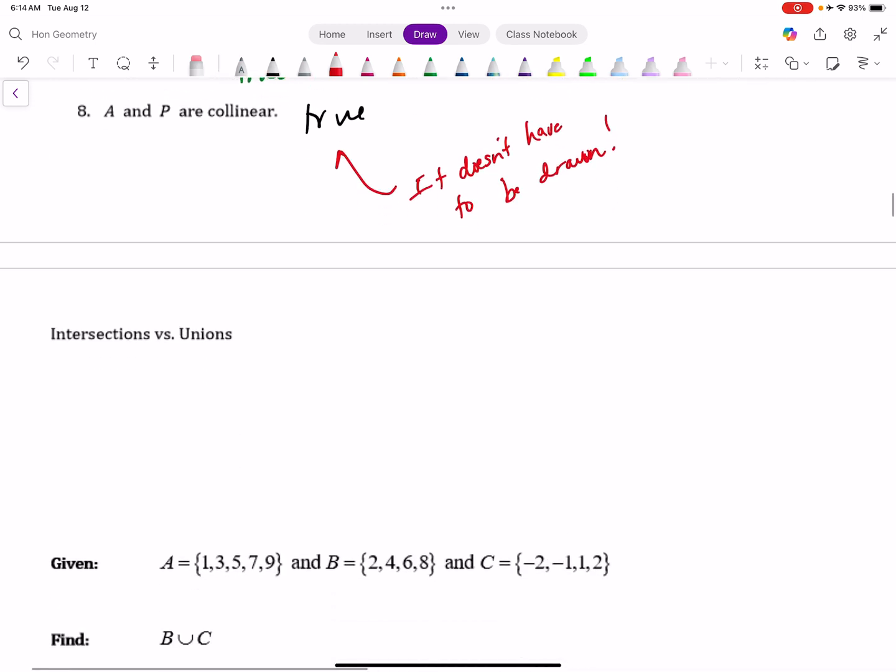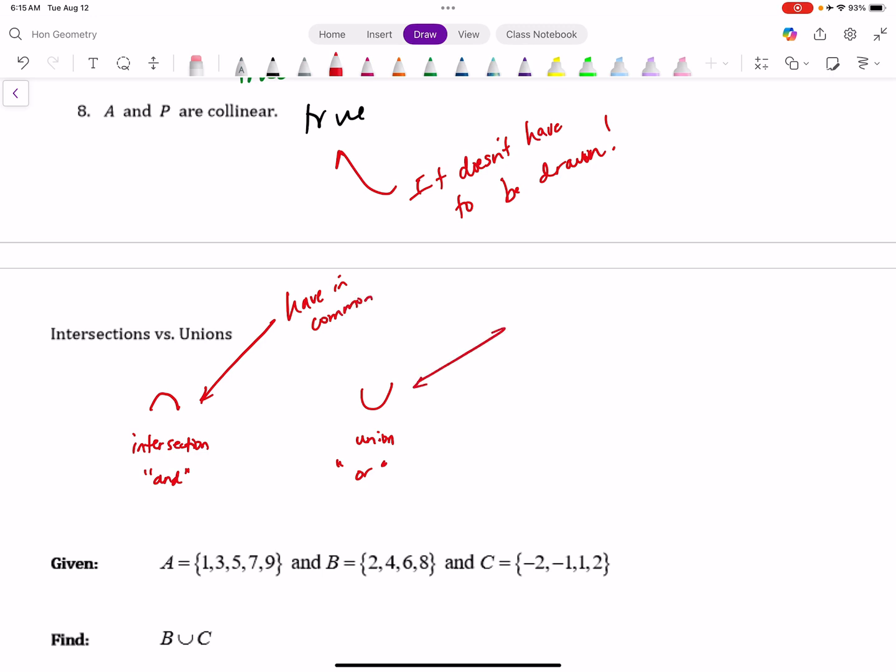Let's see, intersections versus unions. You're going to be fine here because we talked about this in 8th grade. So an intersection, that's the symbol, and it goes along with the word and. A union symbol, remember, don't put the leg on it. It's not the letter U. That's a union symbol, and it's basically like the word or. So intersections are what you have in common, and the union symbol is what is combined.